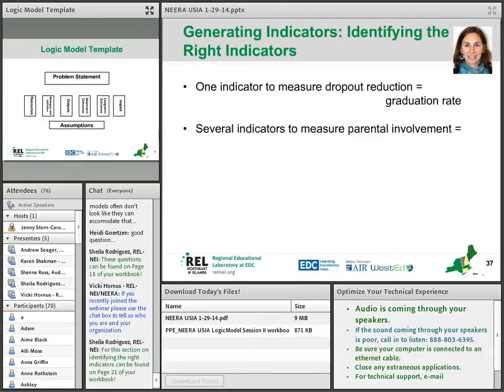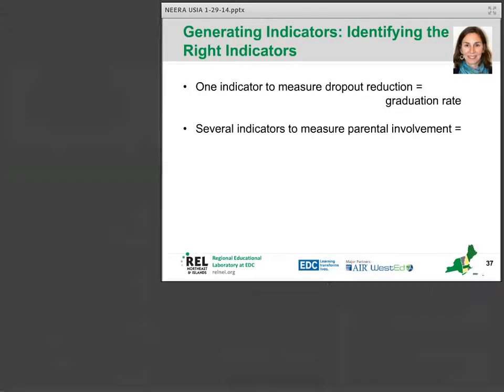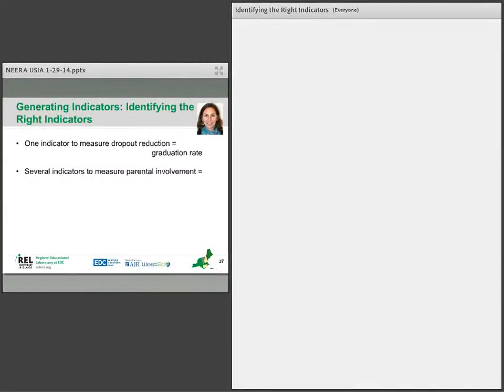So we'd like to pause here and go to a chat pod and ask you to think about parental involvement and what might be many of the ways that you might think about indicators or evidence that you know you're being successful in terms of increasing parental engagement or parental involvement. So think about that and just take a moment to type in what might be some of the ways that you would know that you're being successful in engaging parents.